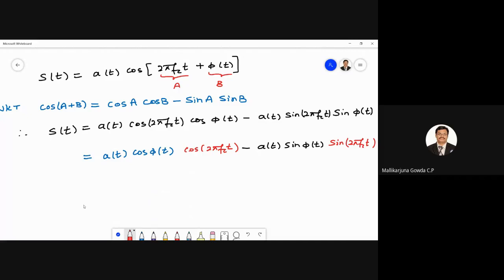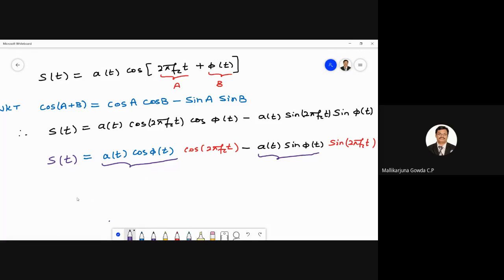So can any one of you guess what will be Si of t and what is Sq of t? Hope you're understanding what I'm asking. Can I say this as something into cos is Si of t, and something into sine is Sq of t? To say in Cartesian form, we have written S of t as Si of t into cos 2 pi fct minus Sq of t into sin 2 pi fct.